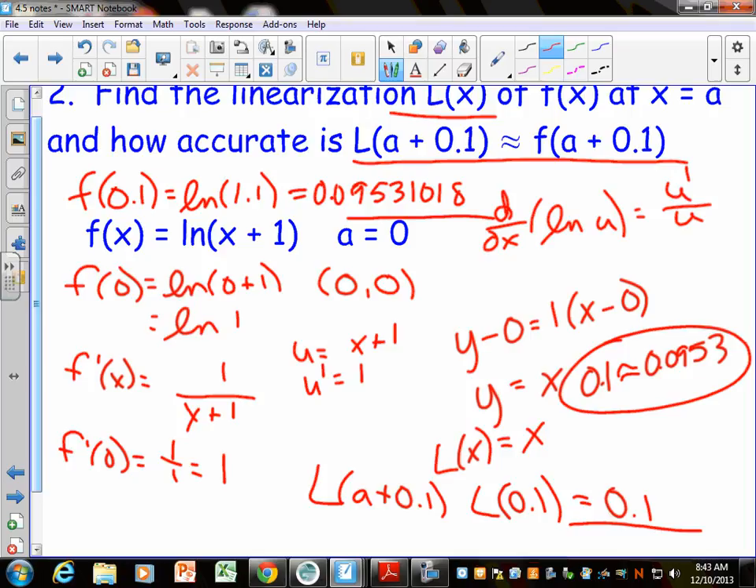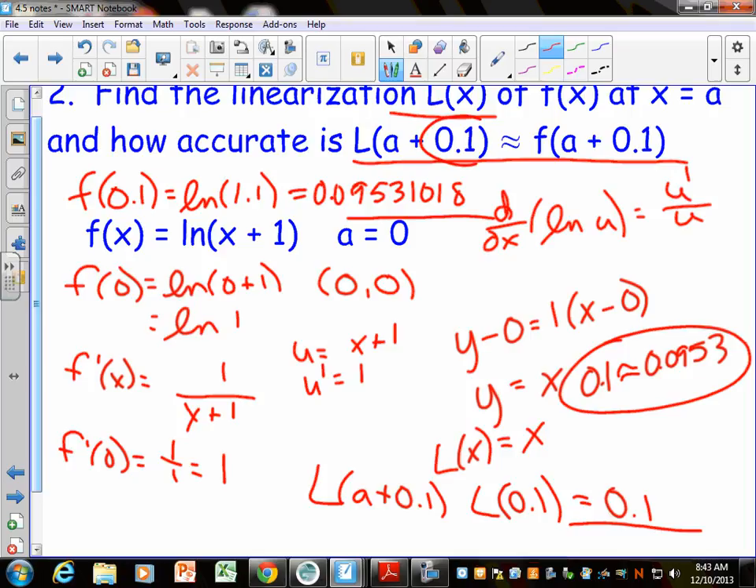If you would have got that they weren't accurate, like 0.1 and 0.9, then you've done something wrong, because it should always be very accurate if you did your tangent line right. We're never going to say not accurate. So if you get that they aren't very accurate, then something's wrong. Either you wrote your tangent line wrong or you plugged something in wrong. It's only very accurate if you're really close to that point.